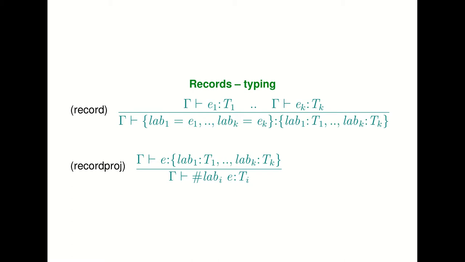When you formulate this very precisely, you have to be a bit more careful. But typically you only need to be that careful when you're trying to convince a computer that your proof is correct. And once you have an expression of record type, you can project out a component from it. If you want to project out the component label from the record expression E, you'll get something of the appropriate type.